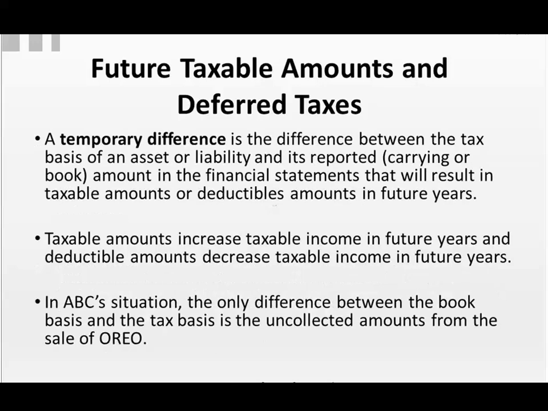So a temporary difference is the difference between the tax basis of an asset or liability and its reported amount in the financial statements, in other words, the book basis.